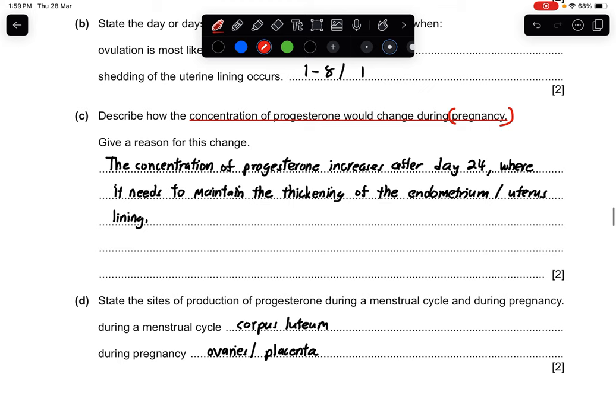Okay, D. State the sites of production of progesterone during a menstrual cycle and during pregnancy. During a menstrual cycle, progesterone is produced from the corpus luteum. The corpus luteum is in the ovary, where after the ovum is released, the follicle starts to change and degenerate, and then it starts to produce progesterone. During pregnancy, it will be from the ovaries or from the placenta. The placenta will continue to maintain the walls.